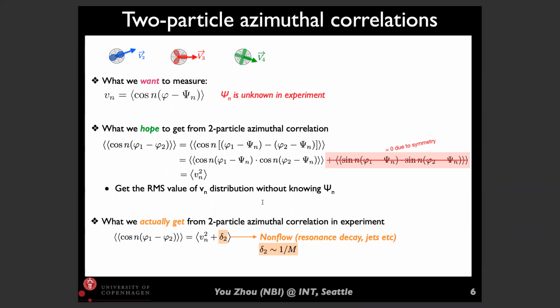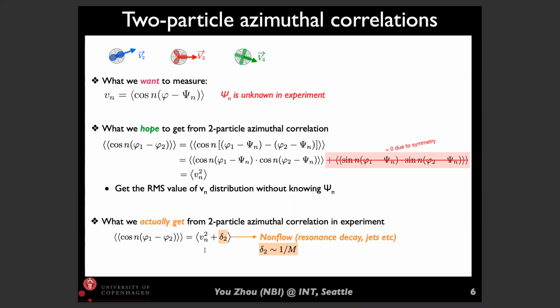This is of course only the concept. This is what we hope to have. In reality, what we actually get with two-particle correlations is vn squared plus some additional contamination called non-flow effects, which includes resonance decays or jets. For example, if a particle like the phi meson decays into K plus K minus, when you use this K plus K minus pair to look at the correlation between the two, you will have a big bias in such correlations, which brings you information about the mother particle, the phi meson, instead of anything connected to the initial geometry or quark-gluon plasma. So this is something we want to remove or suppress in experiment.